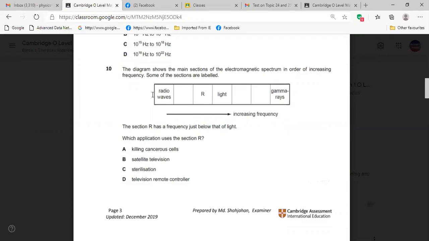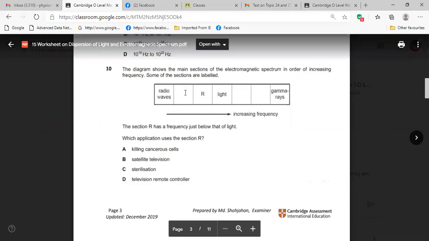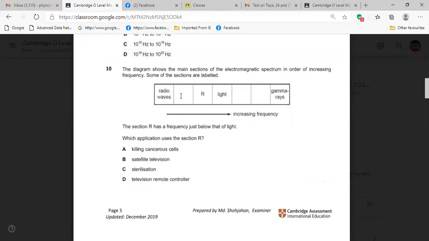Now, Ravi, can you say all these names serially, quickly? Radio waves, microwaves, infrared, light, ultraviolet, X-rays, gamma rays. So if we have increasing frequency here, then the left side will be increasing wavelength. Frequency and wavelength are opposite. Remember it.